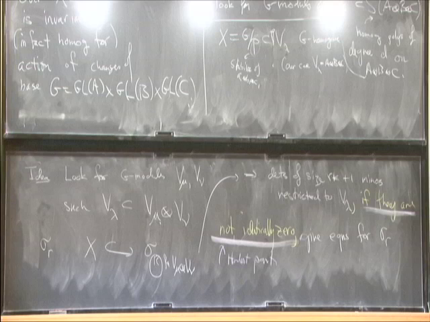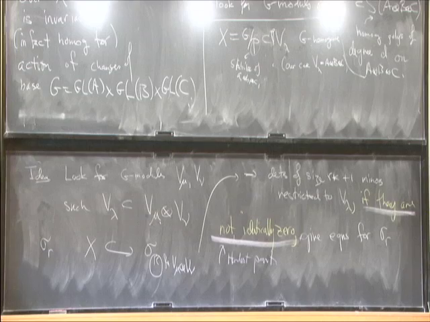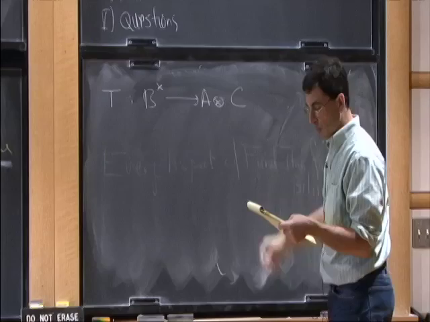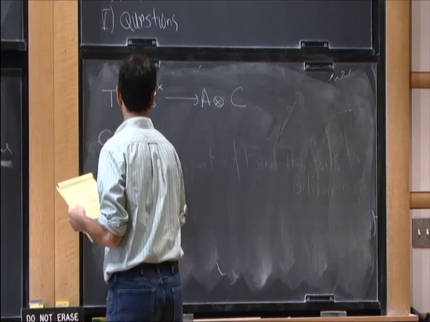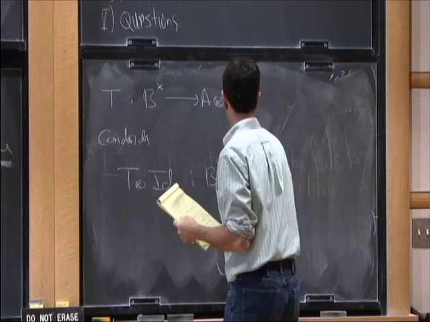All right, so let's do our thing. Let's think of T as this linear map from B star to A tensor C. And we have its minors, right? So now I'm going to beef it up a little bit. I'm going to consider something silly: T tensor the identity map on the vector space A. So this is a map from B star tensor A to A tensor C, right?